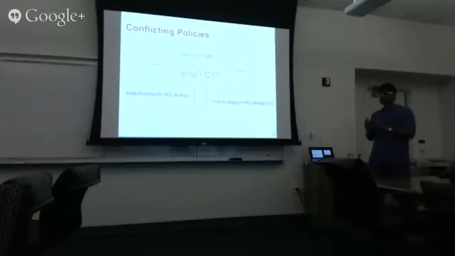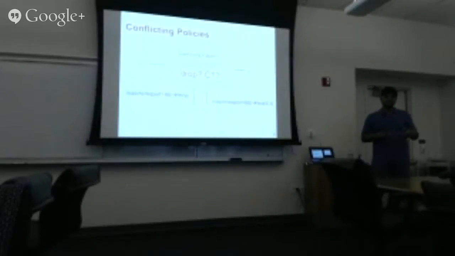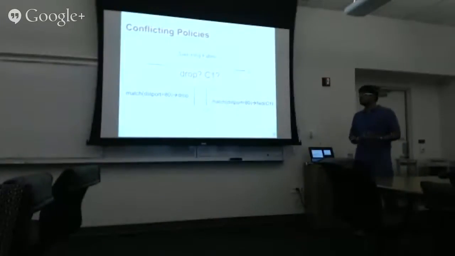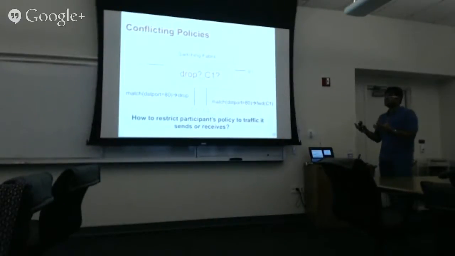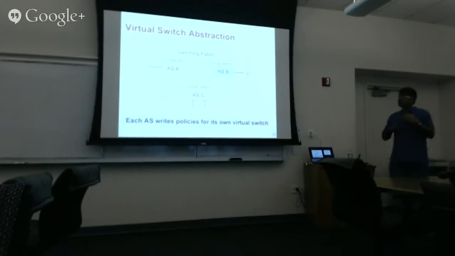But after a closer inspection of this problem, we realized that we were trying to solve the problem in the wrong way, because participants' policies need not be applied to all the traffic that is coming to the exchange point. Rather, they should be restricted to the traffic which the participant is either sending or receiving. So the research challenge, or the question we had to answer, was: how can we restrict participants' policies only to the traffic that they send or receive? For that, we came up with the virtual switch abstraction.